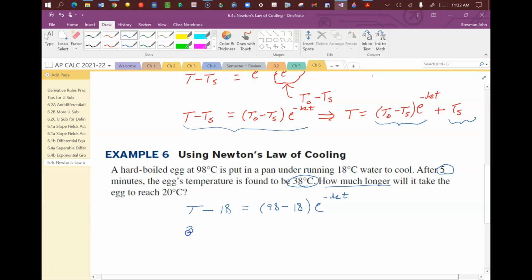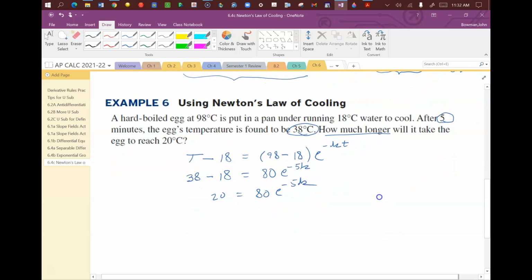Well, we know that 38 is going to take the place of T, minus 18, is equal to 98 minus 18, which happens to be 80, times e to the negative 5k, because at time 5 we know that t is 5. So we have 20 is equal to 80 e to the negative 5k, and we're going to solve that equation for k. Divide both sides by 80. So we get 20 over 80, which is 1/4, is equal to e to the negative 5k.